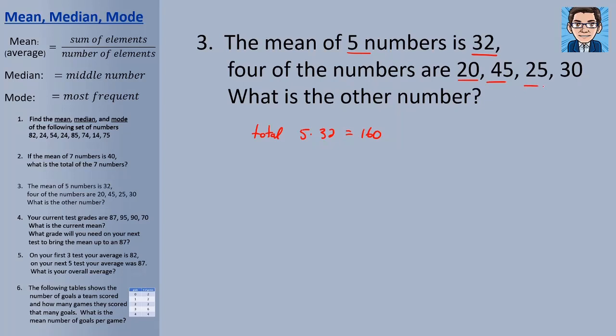And out of these 4 numbers, let's add those 4 numbers up. 20 plus 45 plus 25 plus 30. That gets us 120. So we have 120 with these 4 numbers. 5 numbers, we need 160. So 160 minus the 120, the 5th number must be 40.